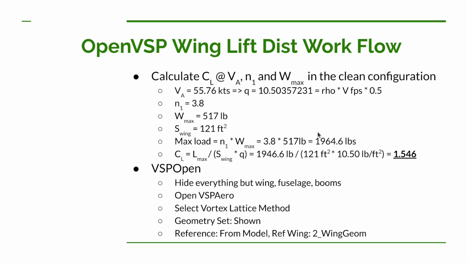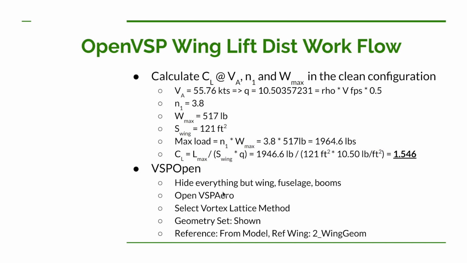So this is how much load we need to lift. So we plug in our load, our wing surface area, our dynamic pressure, and the coefficient of lift we need from our wing then, at V sub A when we're stalling, 1.546. So we want to set the angle of attack of our wing in OpenVSP to give us this 1.546 coefficient of lift of the wing. So what we're going to do to set up OpenVSP is we're going to put the wing and the booms and the fuselage in. We're going to hide everything else.